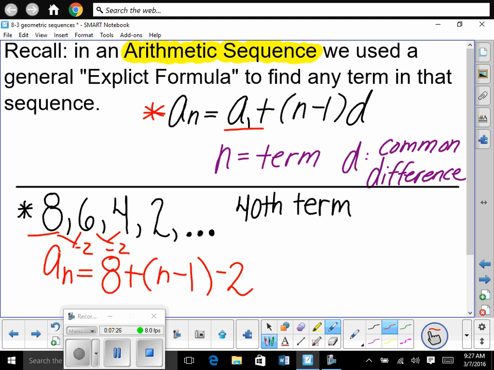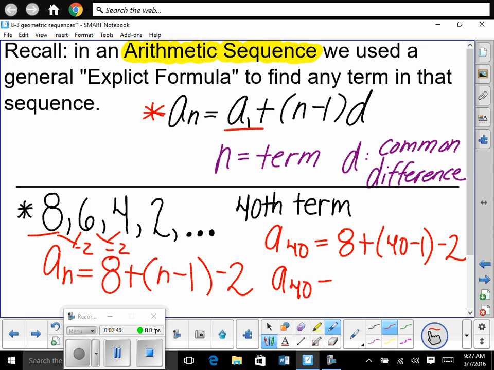So now are we finding a sub 40? That'd be the 40th term, right? So we'll have 8 plus 40 minus 1 times negative 2. Let's type it in. Go. You should all practice typing it in. So 8 plus, parentheses, 40 minus 1, times negative 2. A sub 40 is equal to negative 624.